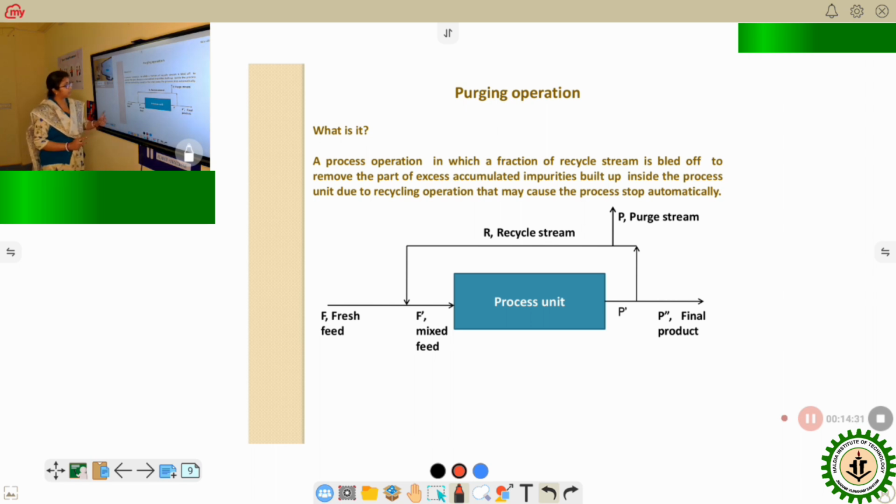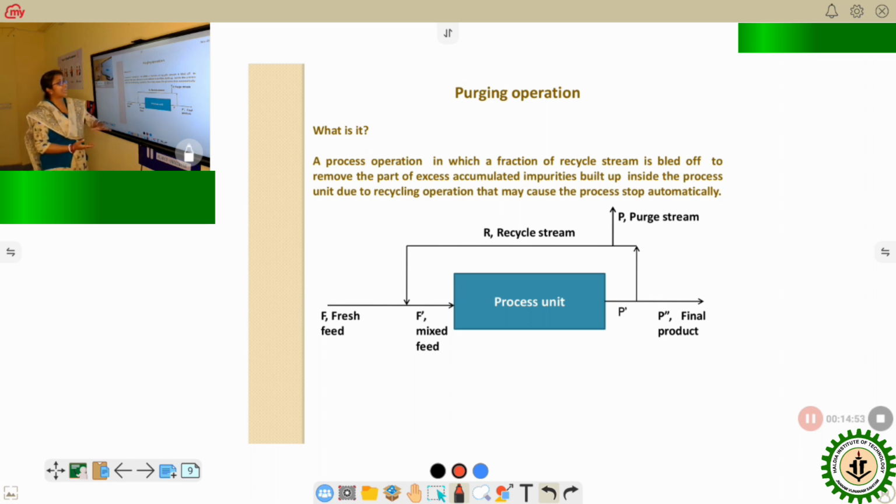and obviously it is a process operation in which a fraction of recycled stream is bled off to remove the part of excess accumulated impurities built up inside the process unit due to recycling operation that may cause the process to stop automatically.